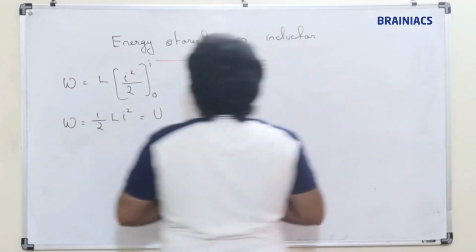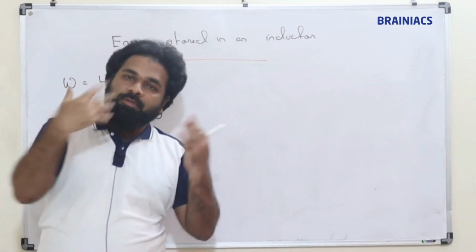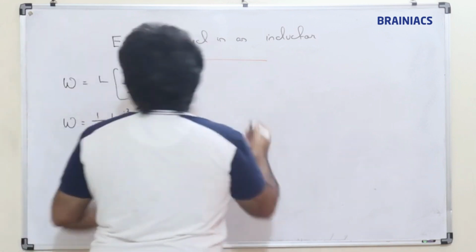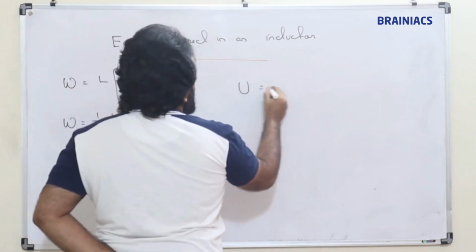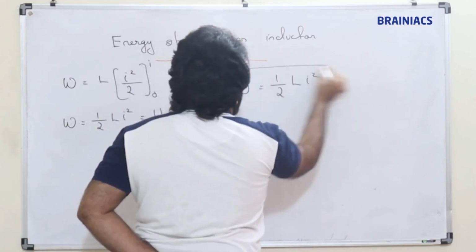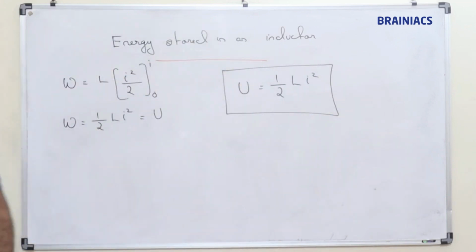Okay, so energy stored in an inductor. Work is done, and that work will be stored as energy in the inductor. Energy stored will be what? Potential energy. So energy stored in the inductor, U, is equal to half Li square. Half Li square. Clear?